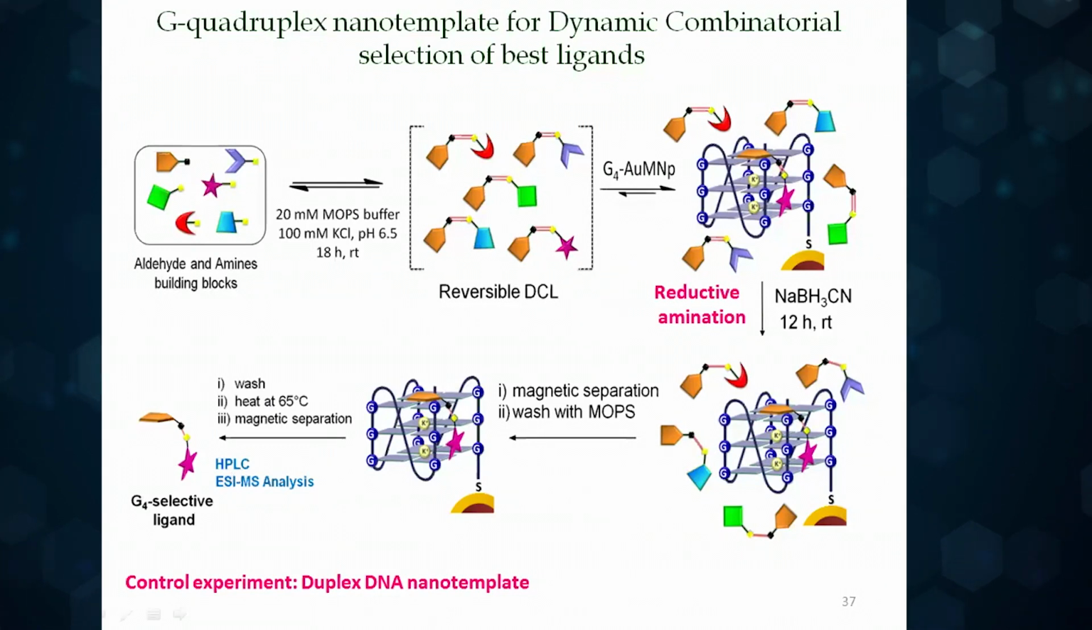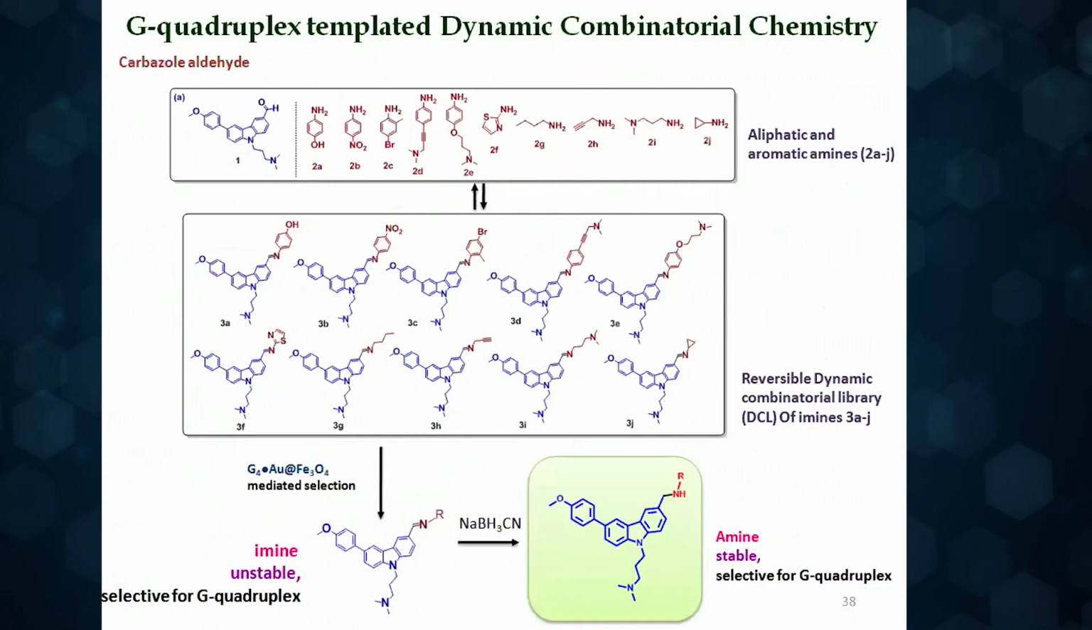We also carried out a control experiment using duplex DNA nanotemplate. So in this approach, we used a carbazole aldehyde and 10 different amines that reversibly react to generate interconvertible imines. In the presence of quadruplex nanotemplate, the system evolves to generate the quadruplex selective imine binders. That is, the G quadruplex nanotemplate selects its best imine binding ligands, and then these imines were reduced by sodium cyanoborohydride to give the stable amines.